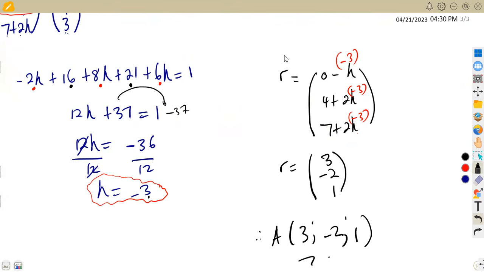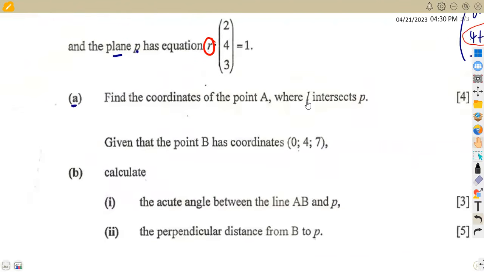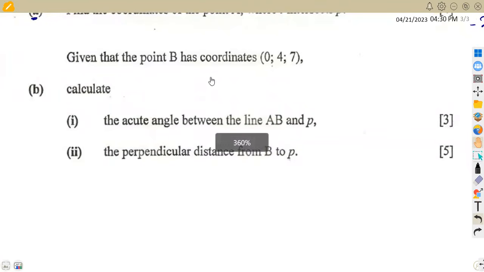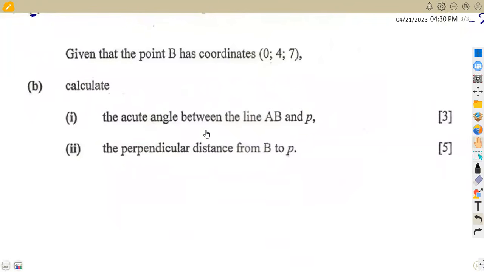We shall have other questions where we are going to have intersection of two straight lines, intersection of two planes, and so forth. It depends on the question that you're given, but in this case, a plane and a line. Then on the other part, we are now given that the point B has coordinates 0, 4, 7. Calculate the angle between the line AB and P, where P represents the plane P.